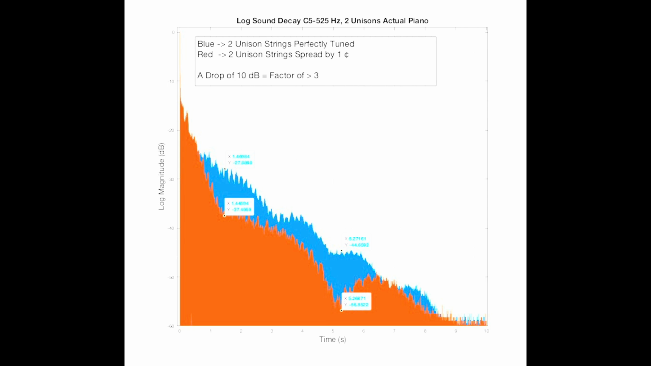Now here is the one where there is a 1 cent spread.